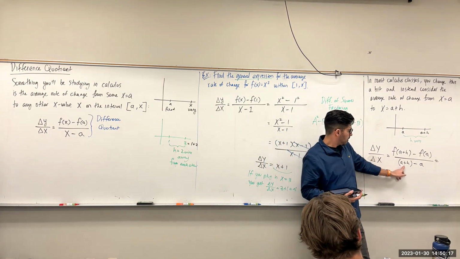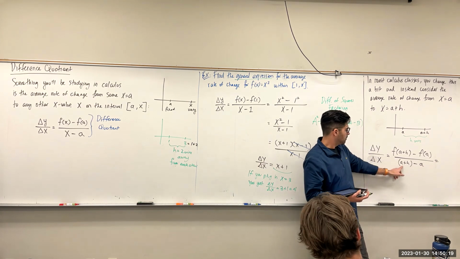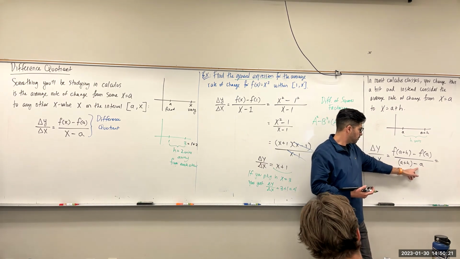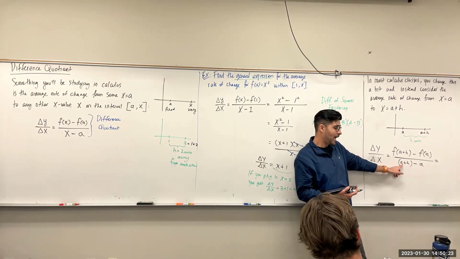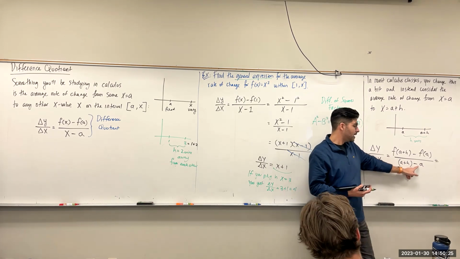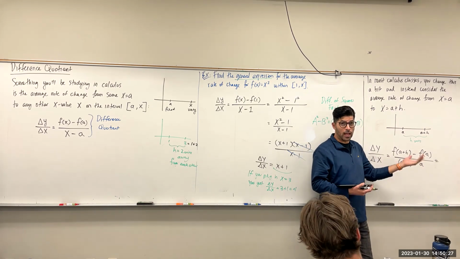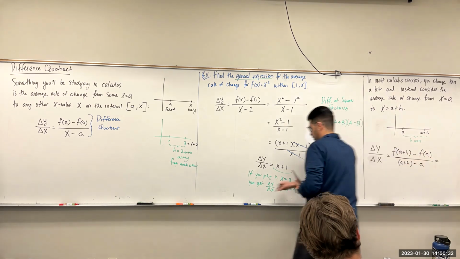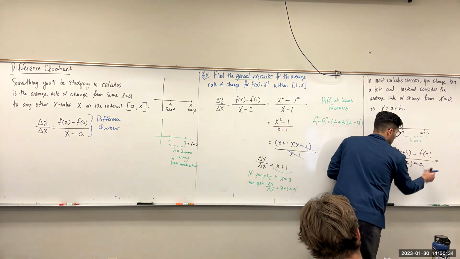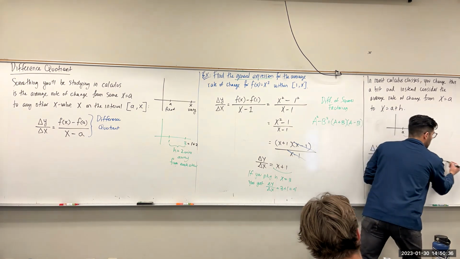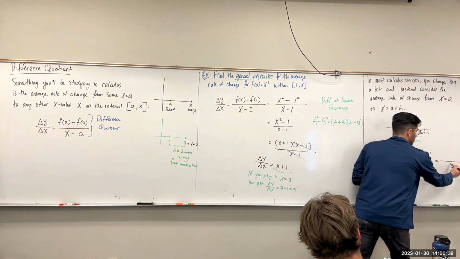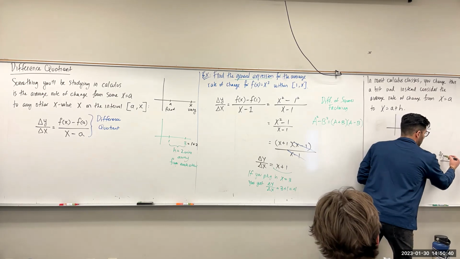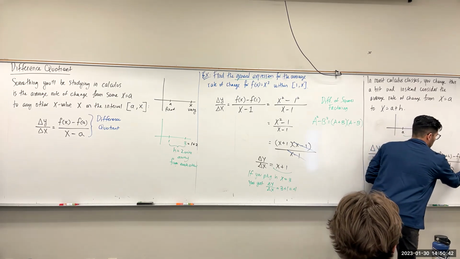Here, can you combine like terms on the bottom? Well, notice that there's an a and there's a minus a. So you can actually combine the a and the negative a and they cancel each other off. And so now the bottom really becomes what? h, and the top stays f of a plus h minus f of a.